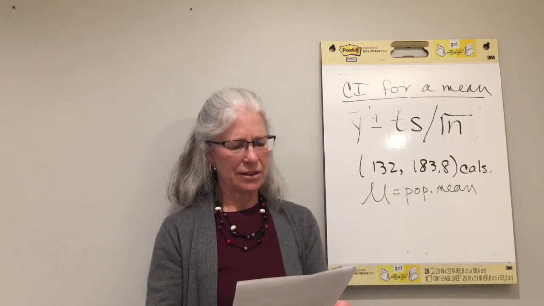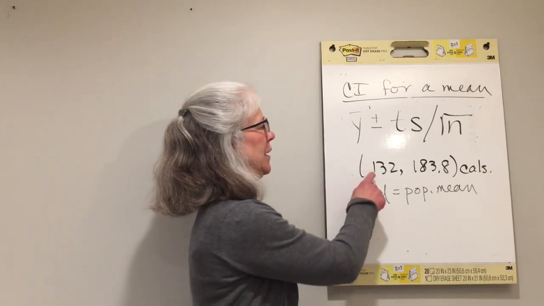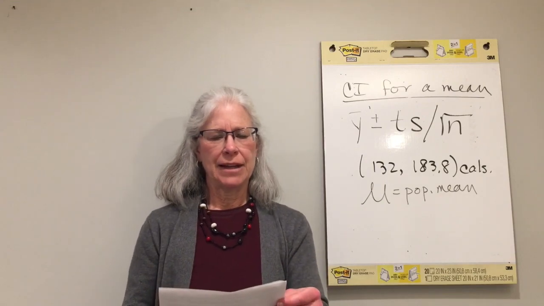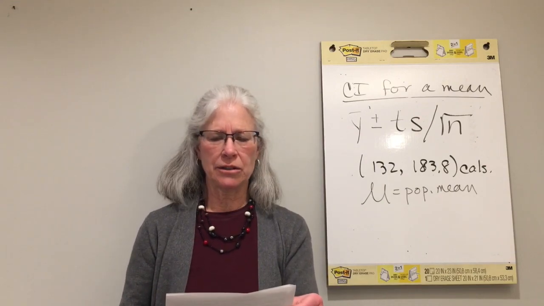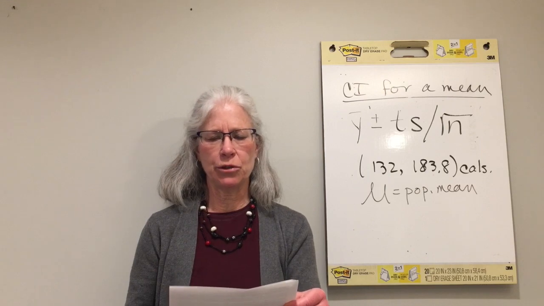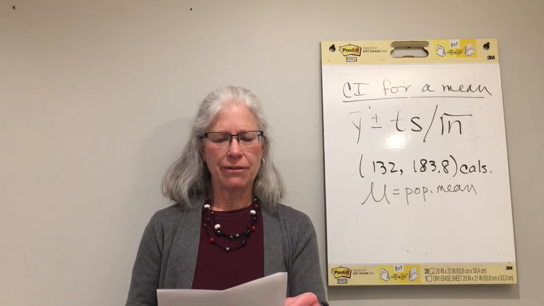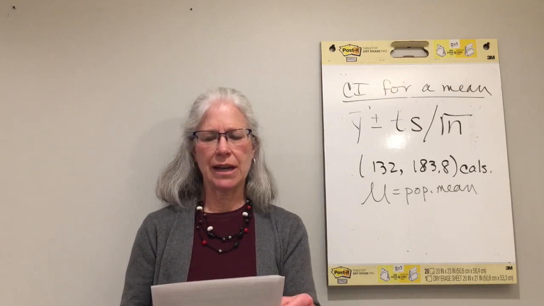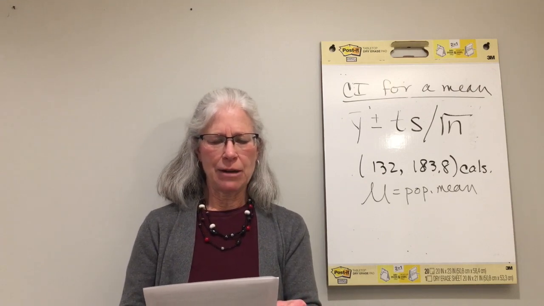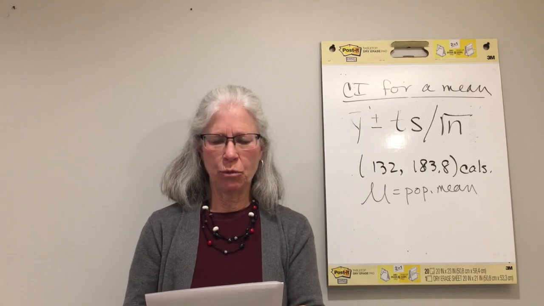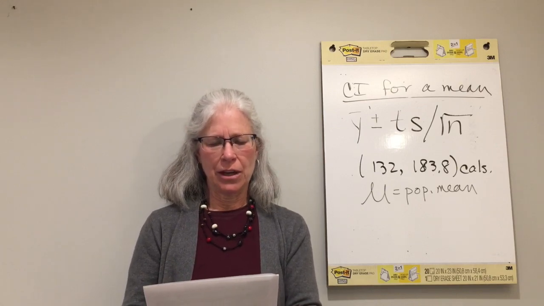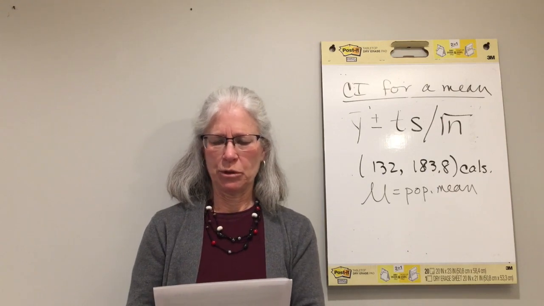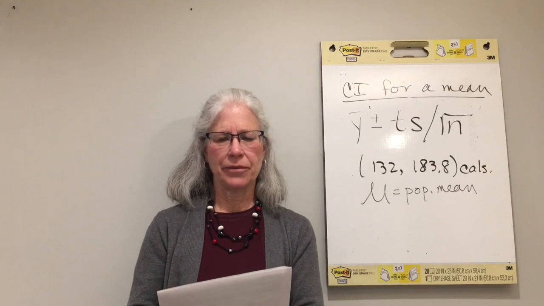Okay, and then interpreting this confidence interval. How do we interpret that confidence interval? Well, I gave 4 possibilities. 95% of all future sample means will be between 132 and 183.8. We are 95% confident that a randomly selected yogurt has between 132 and 183.8 calories. 95% of all vanilla yogurts have between 132 and 183.8 calories, or we're 95% confident that the mean calories in all vanilla yogurt is between 132 and 183.8.